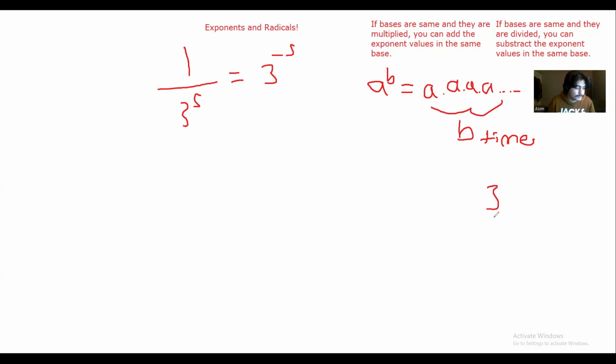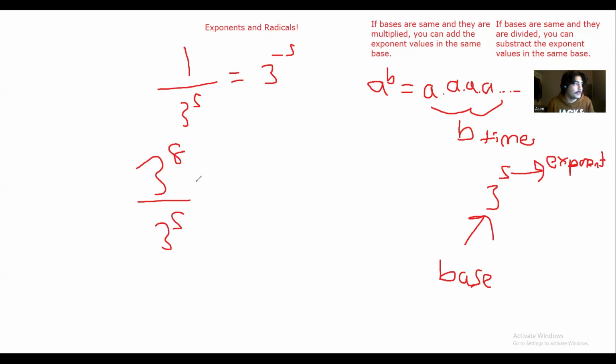See, let me just write this down. 3 is your base, and your 5 will be your exponent, guys. Don't forget this. Now, if I said 3 to the 8th power divided by 3 to the 5th power, you can also say 3 to the 8th power times 3 to the negative 5th power. The reason is because 3 to the 5th is under the fraction, and that's why we can bring it up, and then write it as a negative exponent.